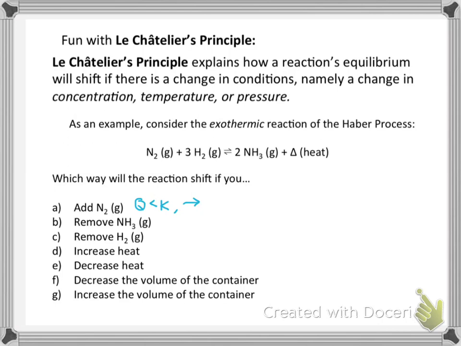And then for the next one, we're removing some of the ammonia. So we're removing a product. Again, our Q is going to get smaller, and our Q is going to be less than K. So we'll proceed in the forward direction. Another way to think about it is if we're removing some of this product, we're kind of making a hole of sorts, and so the reaction is going to proceed this way to make up for that loss.